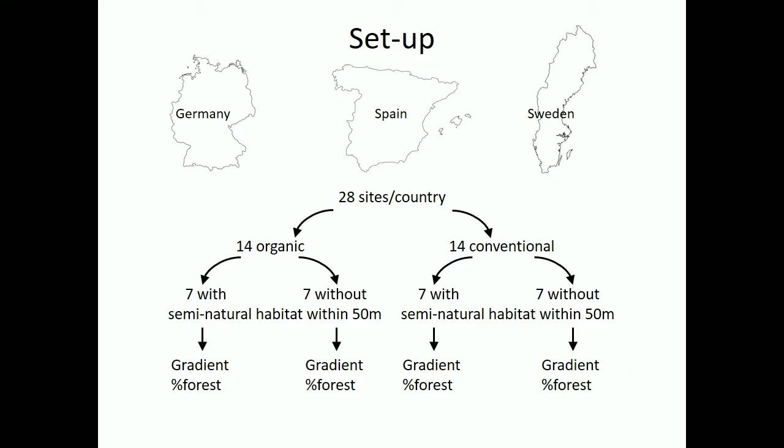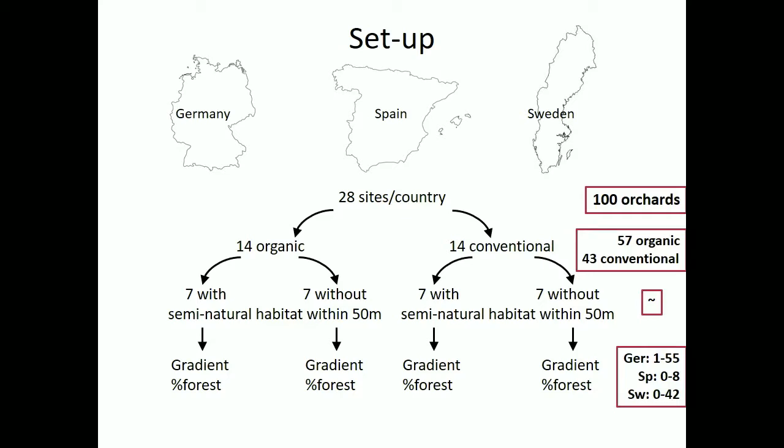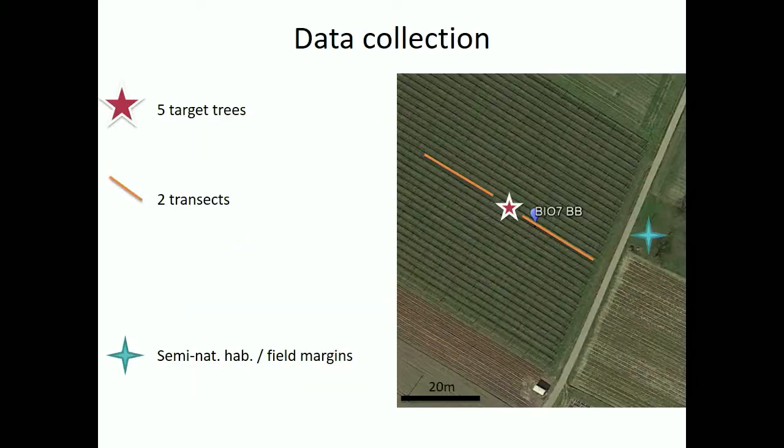They, of course, had to follow a perfect gradient of forest percentage within 1 kilometer. And in the end, it actually worked quite well. We ended up having 100 orchards, 57 being organic and 43 being conventional. We did manage to find an approximately equal number of sites with and without, so it's relatively balanced. And we have a forest gradient which is very different from country to country. Especially Spain has from 0 to 8% of forest within 1 kilometer, while Germany and Sweden have a more widespread gradient.